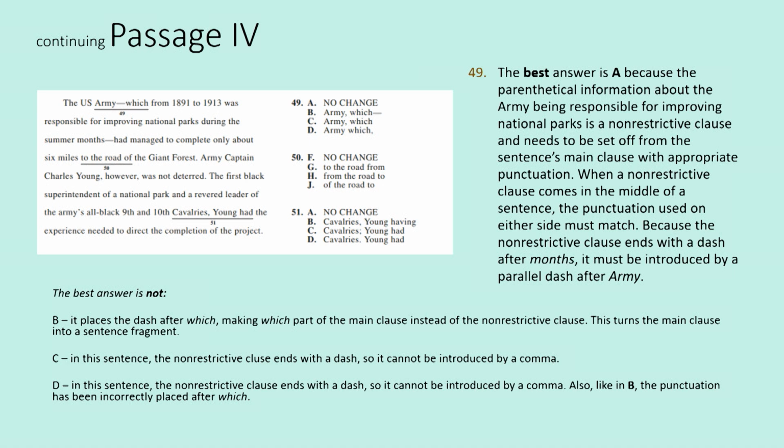The best answer is not B, because it places the dash after the word which, making which part of the main clause instead of the non-restrictive clause. C is not the best answer because the non-restrictive clause ends with a dash, so it cannot be introduced by a comma. D is not the best answer because in this sentence, the non-restrictive clause ends with a dash again, so it cannot be introduced by a comma. And like B, the punctuation has been incorrectly placed after the word which.